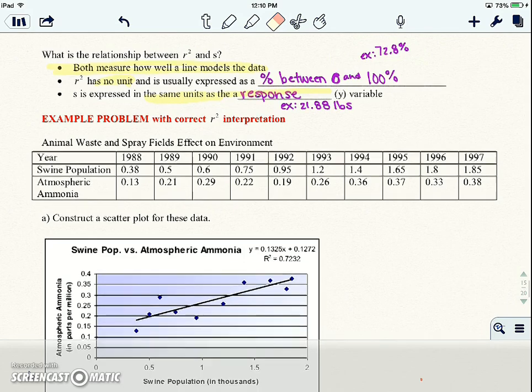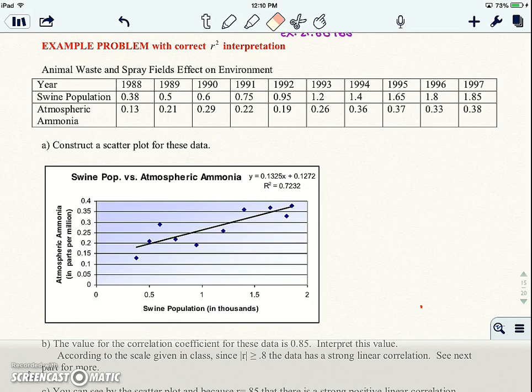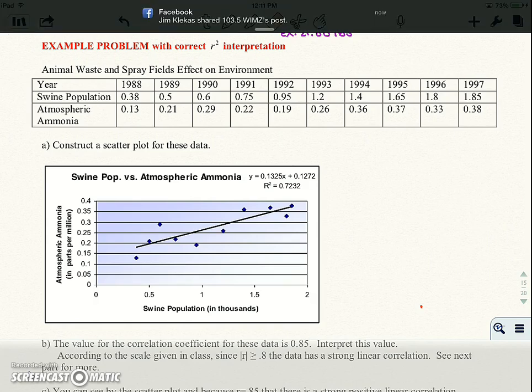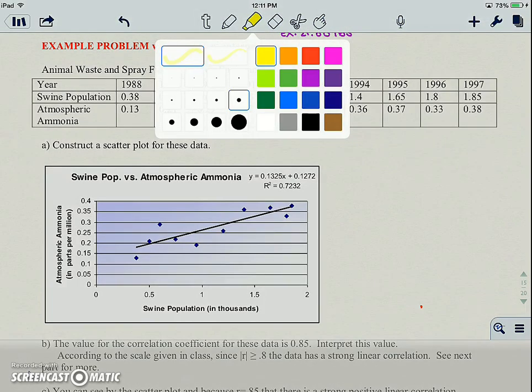Here is my favorite one. It will be forever known as the pig poop one. And it's an example problem with the correct interpretation of r squared that I always want you to use. Assume that you are an environmental scientist, and it's probably done by grad students, and what they've done is over the years from 88 to 97, they went out and took estimates of the swine population in a local area. So those estimates are here.